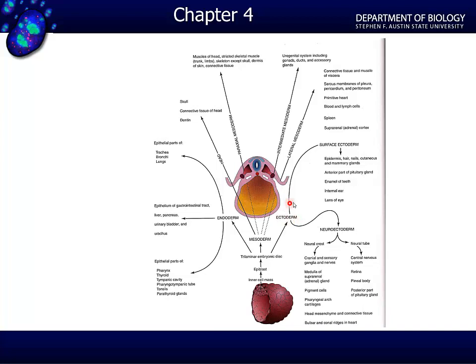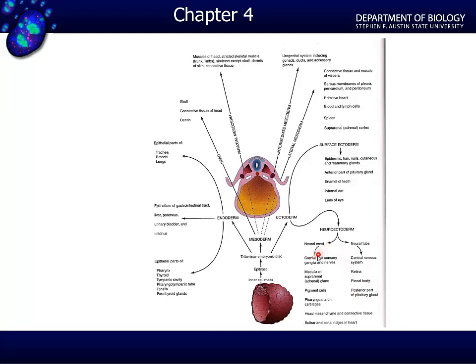Here we have the ectoderm that remains. Ectoderm, certainly our epidermis and skin, enamel of the teeth, lens of the eye. But we're also going to produce the neuroectoderm. We haven't gotten to this yet. And this neuroectoderm is going to give rise to our central nervous system cells, retina.